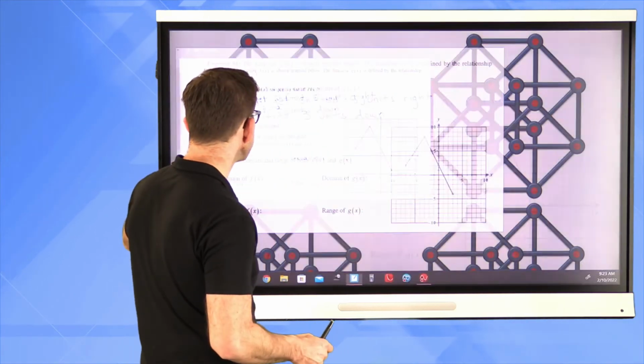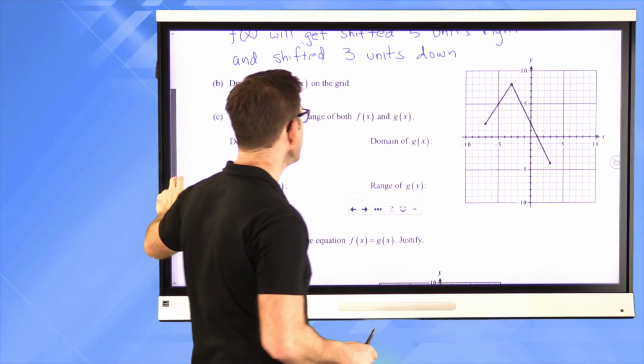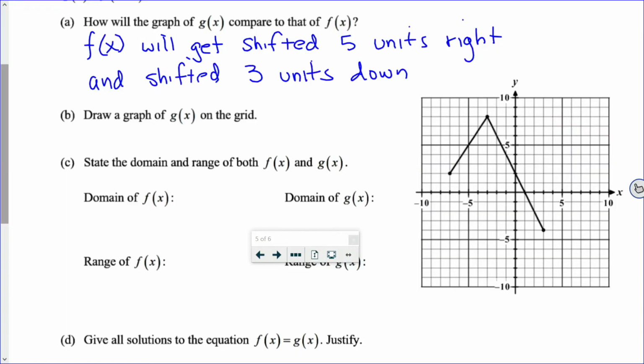So in this situation, what I'm going to do is shift each one of these points 5 units right, 1, 2, 3, 4, 5, and 3 units down, 1, 2, 3. So that's my first point, 1, 2, 3, 4, 5, 1, 2, 3, 1, 2, 3, 4, 5, 1, 2, 3.